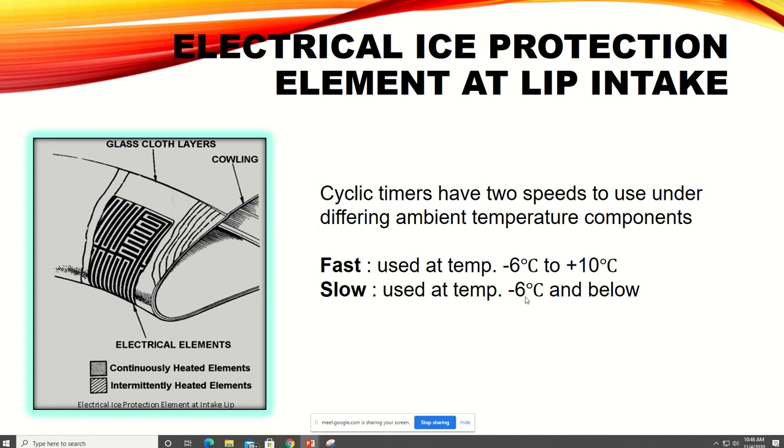Okay, slow cycle is used at temperature negative 6 and below, negative 20 degree or negative 30 degree. In the UK normally negative 5, not more than negative 10. Poland, I went to Poland before this, negative 20. So they use slow lah. Because why? Maybe the ice will accumulate very thick lah, compared to this degree. Okay, fast and slow cycle lah.